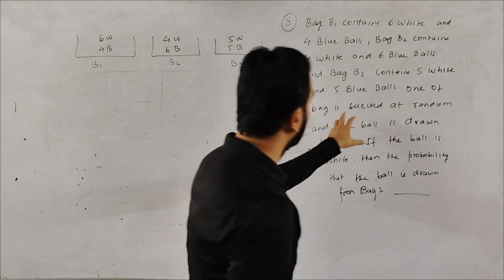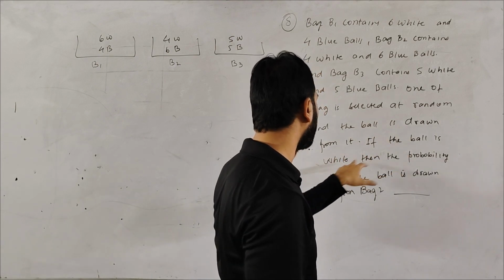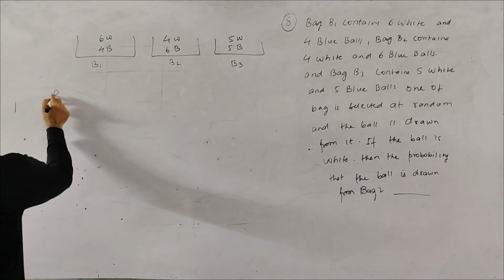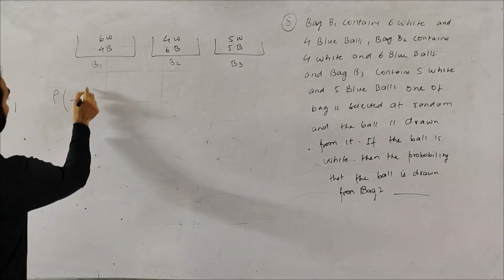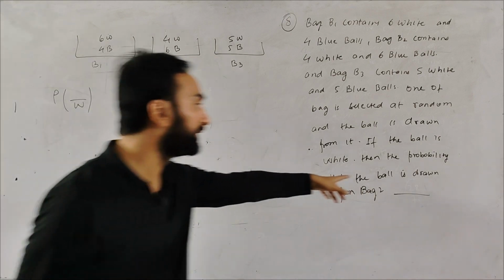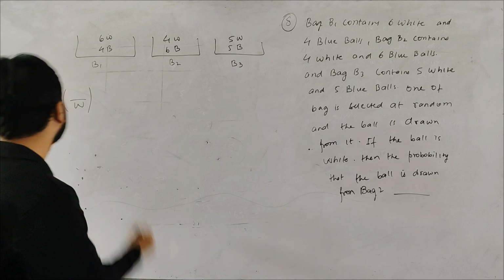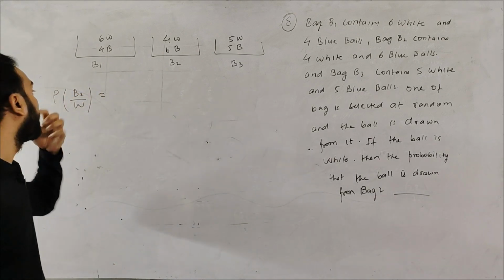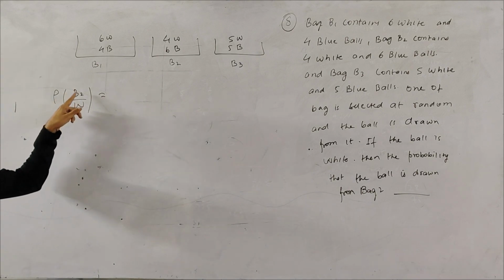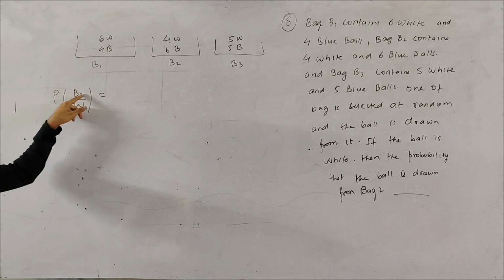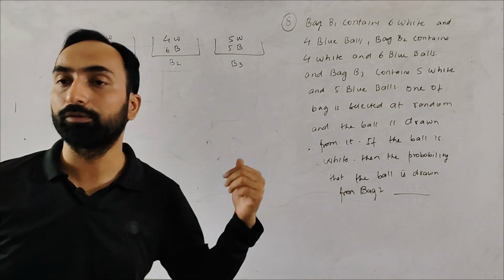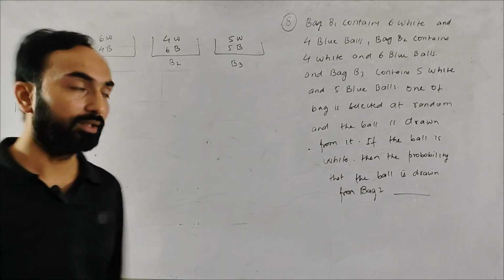Correct? Now one ball is chosen at random. If the ball is white, okay, so the condition is fixed now. What is given? That the ball is white. Then the probability that the ball is drawn from bag 2. Okay, so how can we write? We can write the probability of bag 2, given that the ball is white, right? That is probability of B2 given W, right?